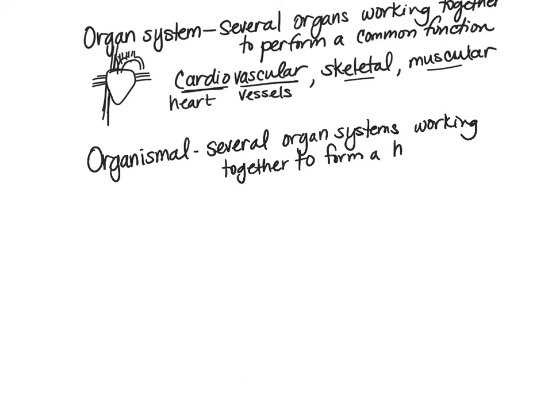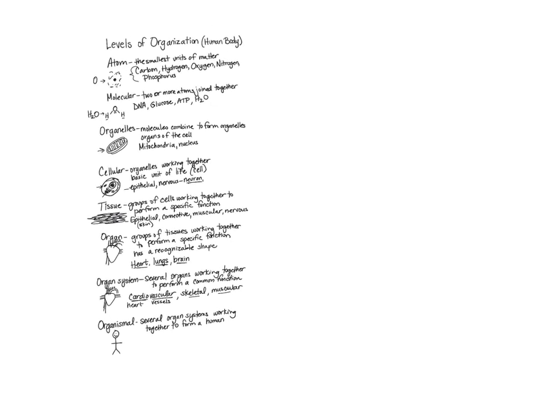To form a human. All right. So we have all of these different organ systems. So we already mentioned some of them: cardiovascular system, integumentary system, respiratory system, skeletal system, muscular system. All of these systems are going to be working together to make our organism. And our organism is us, our human, the entire living individual. And so all of these different parts must come together in order to make that organism. So these are all of our levels of organization for the body here.